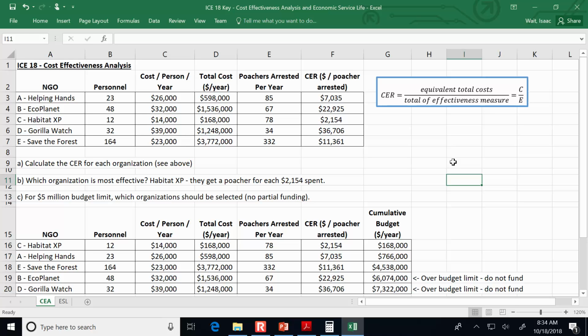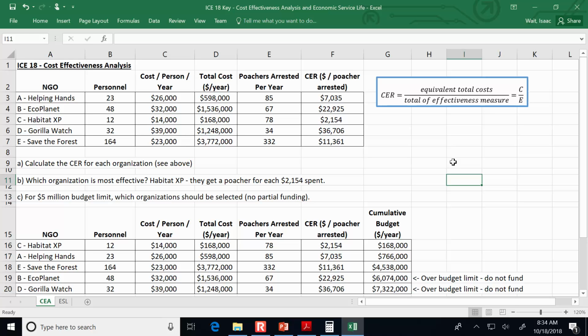Their measure of effectiveness is poachers arrested per year. So when we calculate the cost effectiveness ratio, you'll notice in this case, the units do kind of make sense because the cost was in terms of per year and the effectiveness was per year.